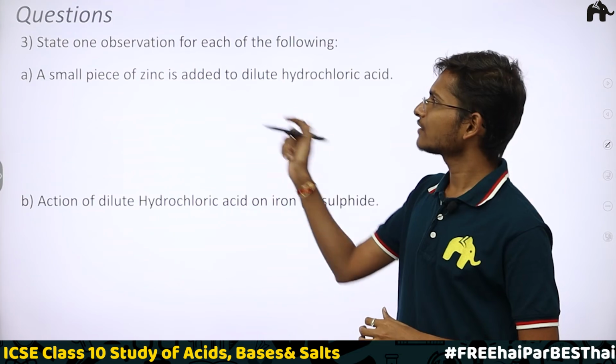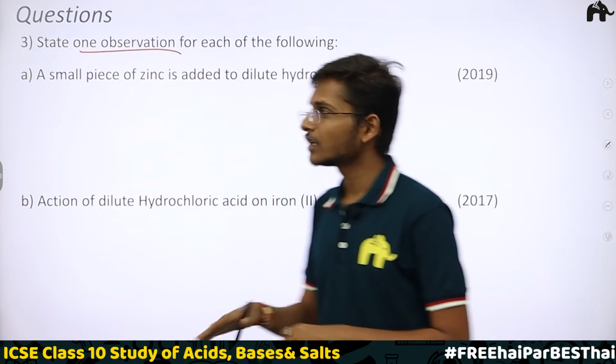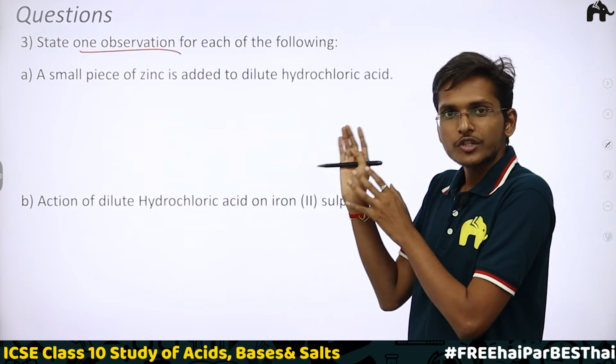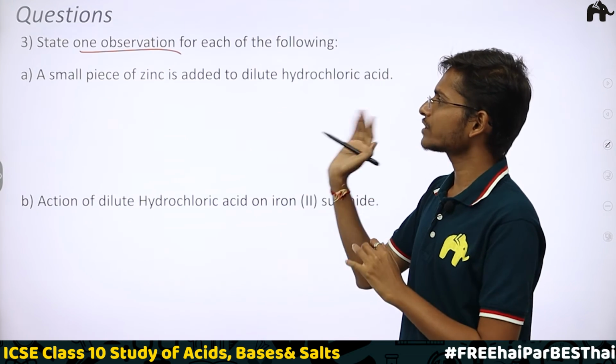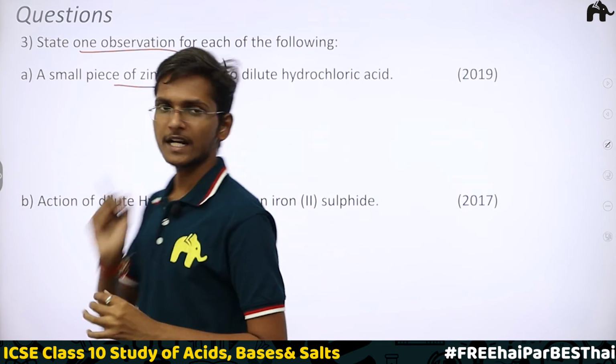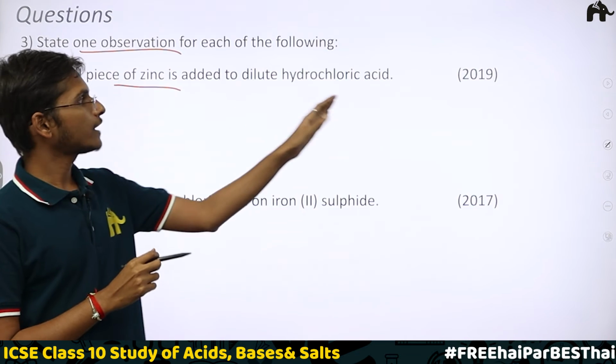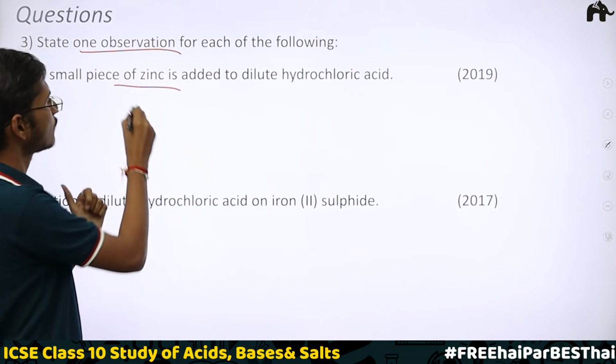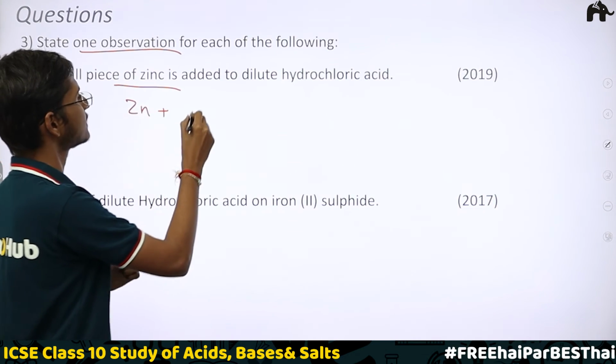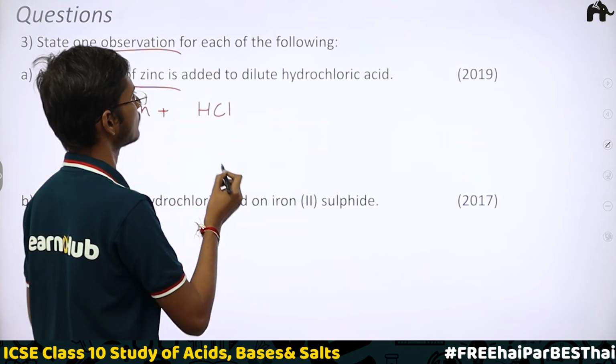Next is: state one observation for each of the following. First is A. I have told you this type of question when we were learning. So what is the question? A small piece of zinc is added to dilute hydrochloric acid. First what we would do is write the reaction.